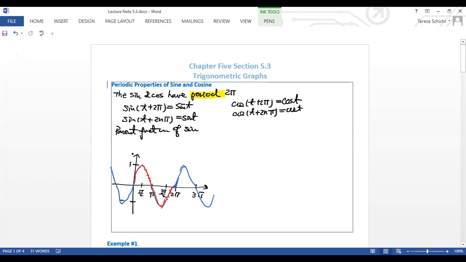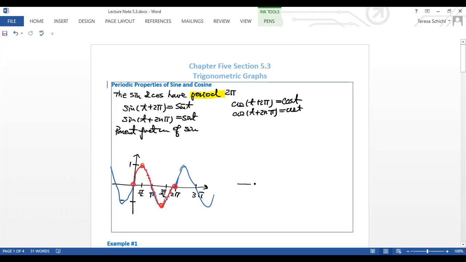A few things to note about the sine parent function. It starts at 0, then at pi over 2 it is 1, then at 3 pi over 2 it is -1, then at 2 pi it is 0. After that, they repeat the same pattern. Now let's take a look at the cosine.